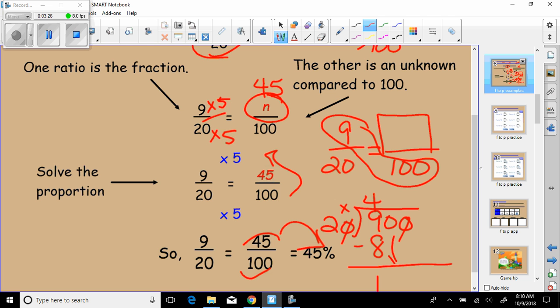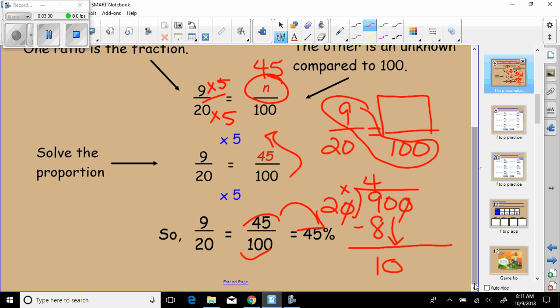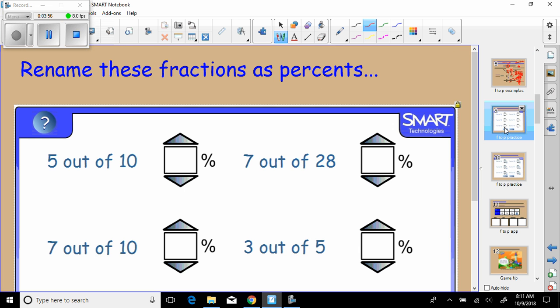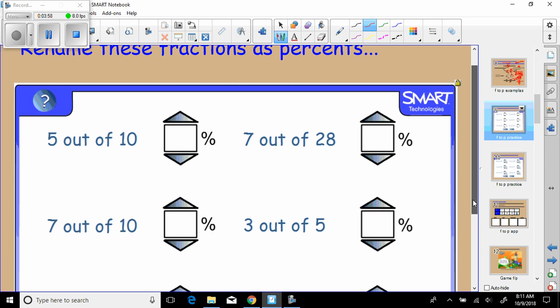Then we bring down our 0. Now we say 2 times what is 10, or 2 goes into 10 how many times? In this case, it goes evenly. So 2 times 5 is 10. And therefore, we have our missing numerator, which is 45. So that's a whole other way of doing it. Whichever way you like, it doesn't matter how you get the answer, as long as you can figure it out. All right, let's do some practice over here, and we'll do this a couple ways also.